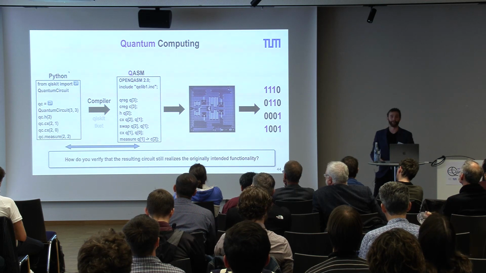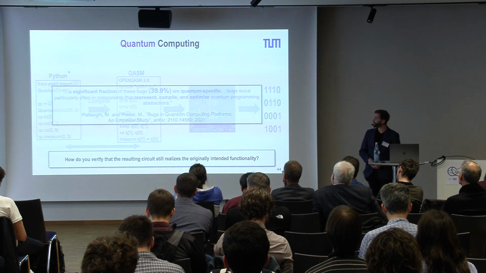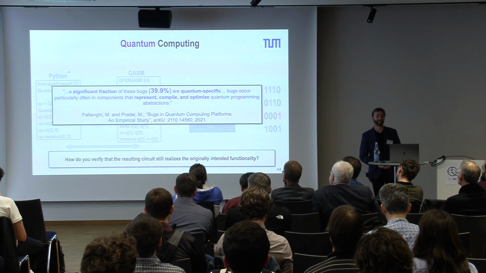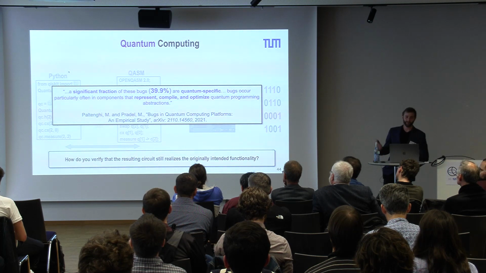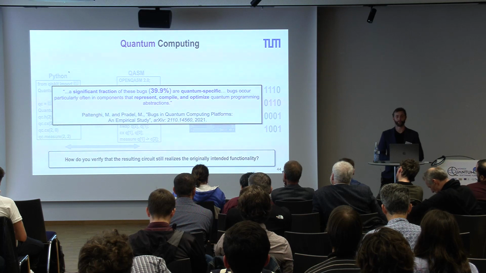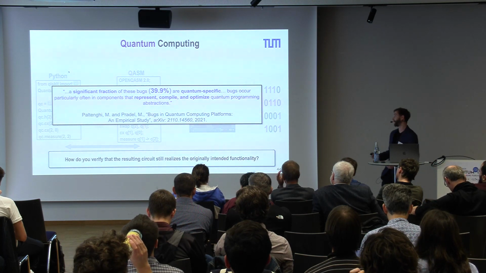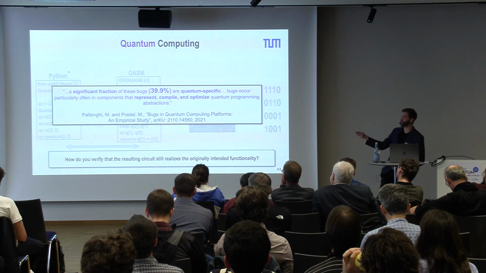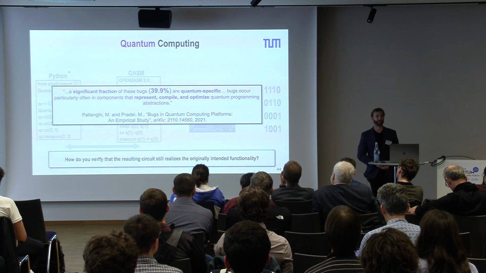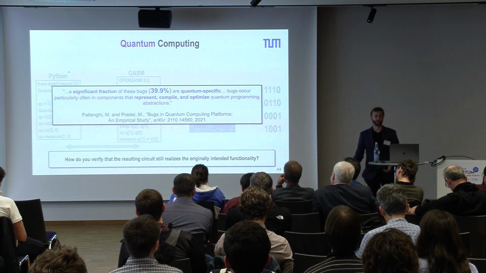How do you actually verify that? And you might ask, is this even an important question? A recent study about bugs in quantum computing platforms shows that, yes, this is an important question, because roughly 40% of bugs are quantum specific, and they mainly occur in components that represent, compile, and optimize quantum programming abstractions. So in this process, compilation, many bugs can arise, and we need methods that make sure that everything is still correct.